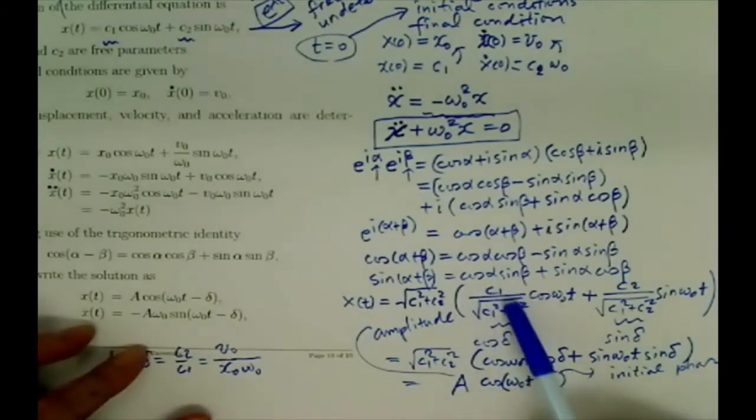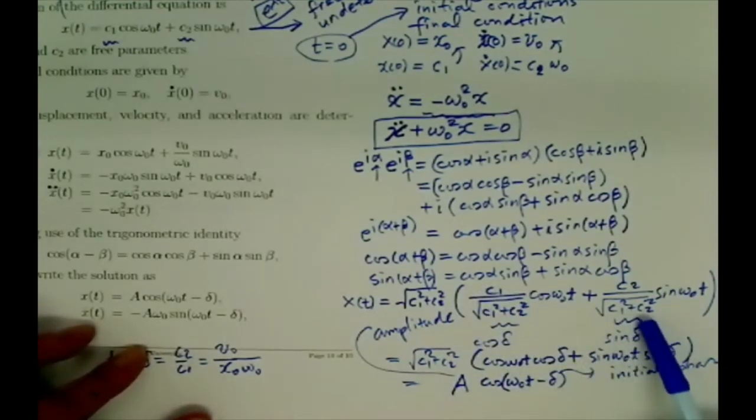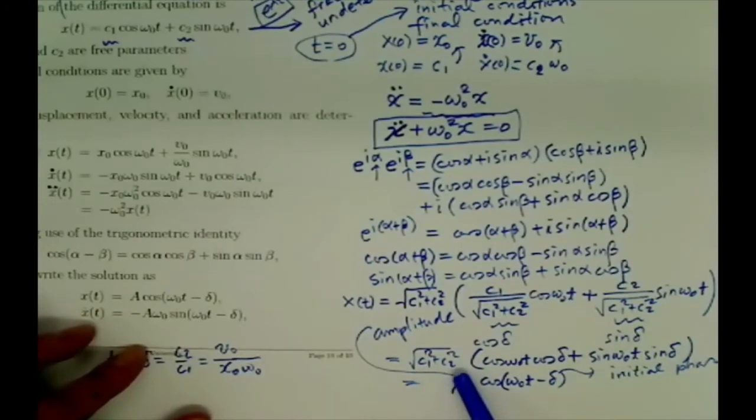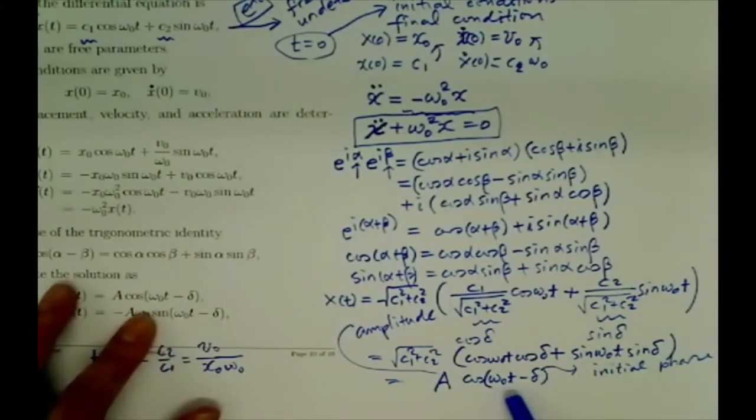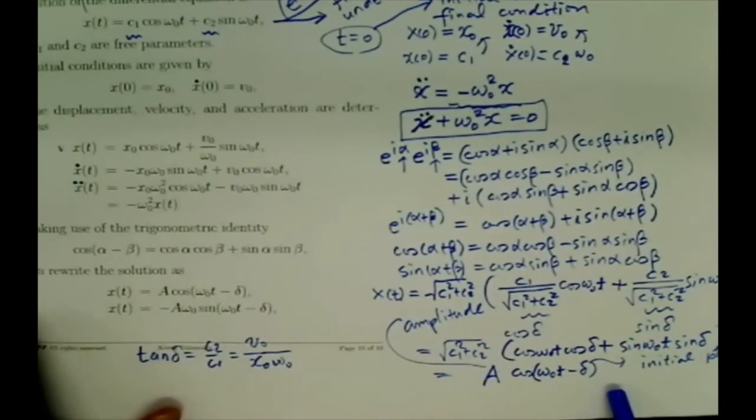So if I replace this one by cosine delta and this one by sine delta, we end up with the fact that if I take the amplitude A to be the square root of C1 squared plus C2 squared, then the displacement x of t can always be expressed as A cosine of omega 0 t minus delta, where if I put t equals 0, the cosine argument becomes minus delta. This delta determines the initial phase.